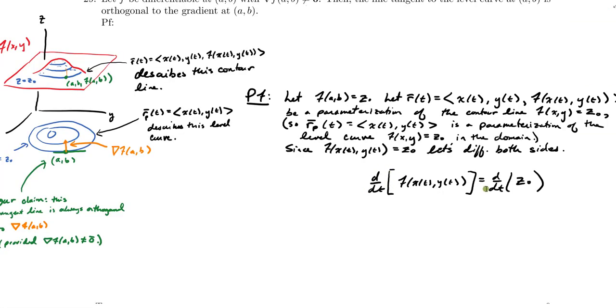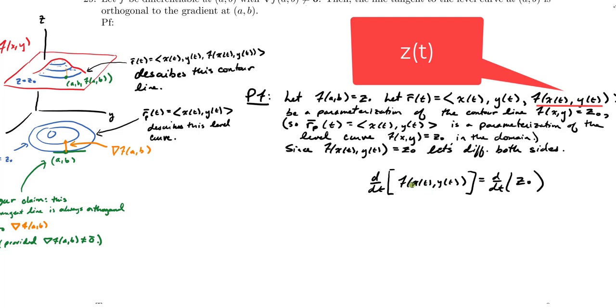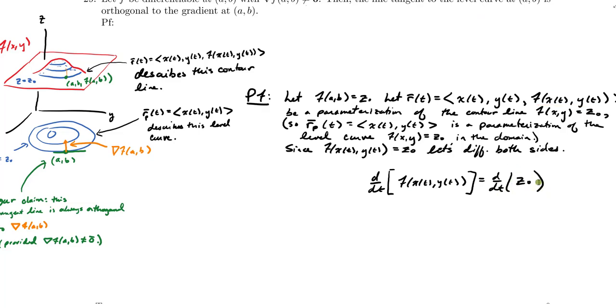So I've taken d dt of both sides, because it's been parameterized, this particular coordinate in this function here is just a function of t as the only independent variable. So I'm taking d dt of both sides. On the right-hand side, as I said, we'll certainly get 0. On the left-hand side, though, we'll have to use the chain rule.